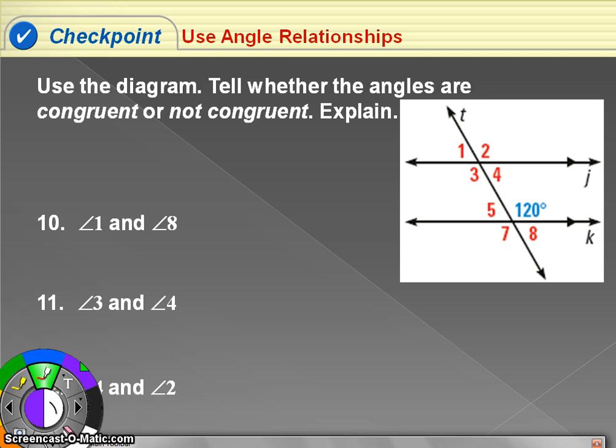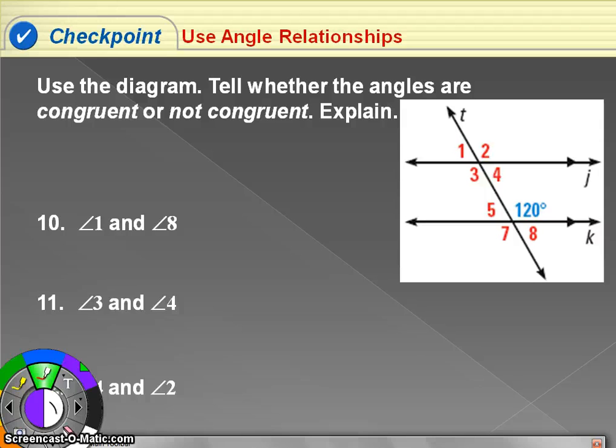So this is a checkpoint. I would suggest you pause the video and do these. You're supposed to decide whether or not these angles are congruent or not congruent. Okay, so pause now and try them yourself. All right, so let's see how you did.